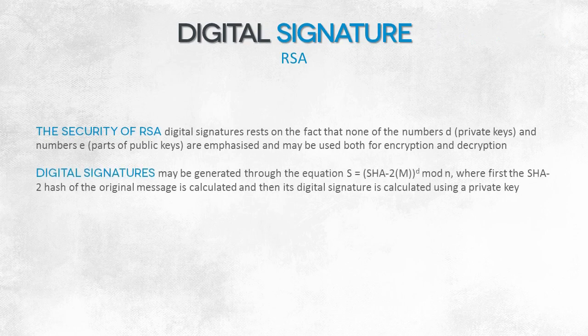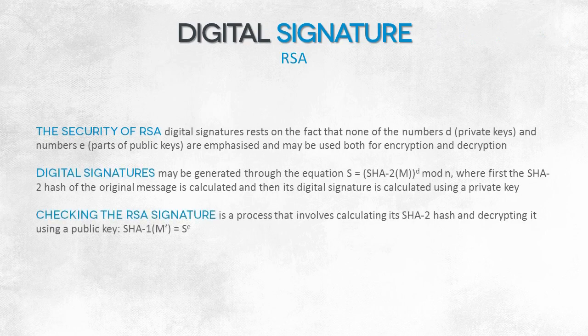This is exactly how the RSA signature works. It's based on the assumption that the private key and part of the public key, the value E, are symmetric. They can be used to encrypt and decrypt data. The operations that are performed using the private key and the public key are directly reversed. This produces an interesting result.